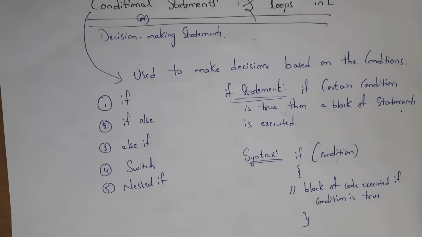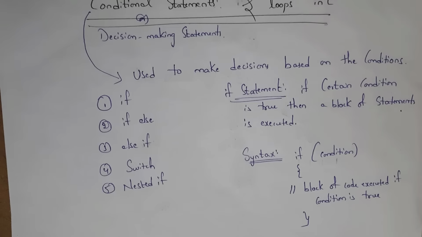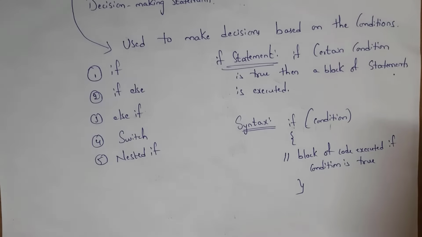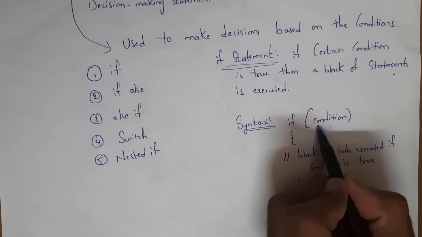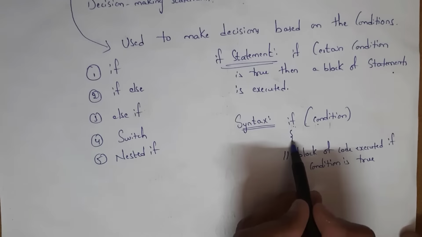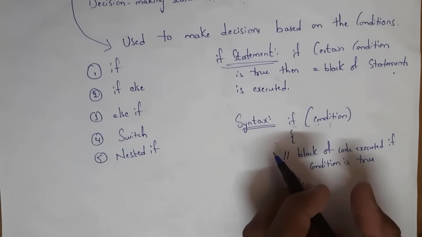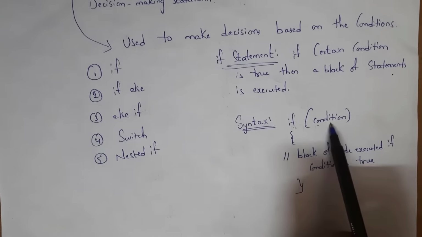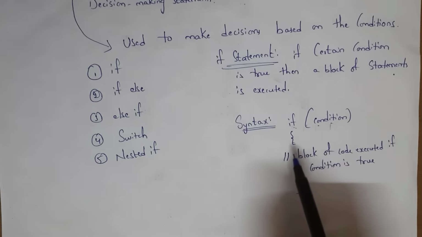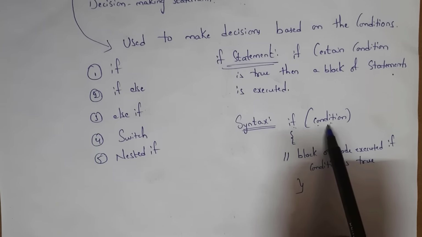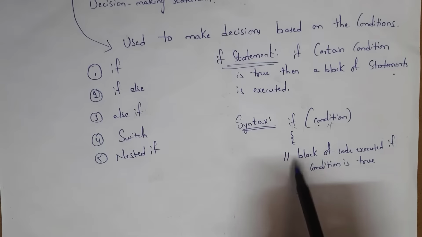At first, I will explain what is if statement. If statement executes a block of code only if a particular condition is true. If the condition is false, then whatever statements are present inside if will not be executed. I will give an example so that you can clearly understand. This is the syntax of if statement. At first, you need to write if, and inside brackets you need to give a condition. Open curly bracket, and inside the curly bracket you can write some statements. Only if this condition is true, then these statements will be executed. If this condition is false, then the statements will not be executed.